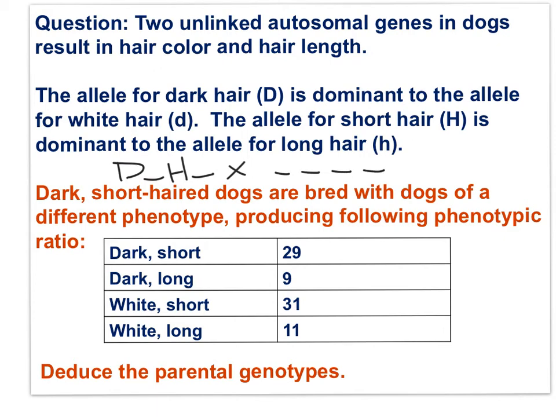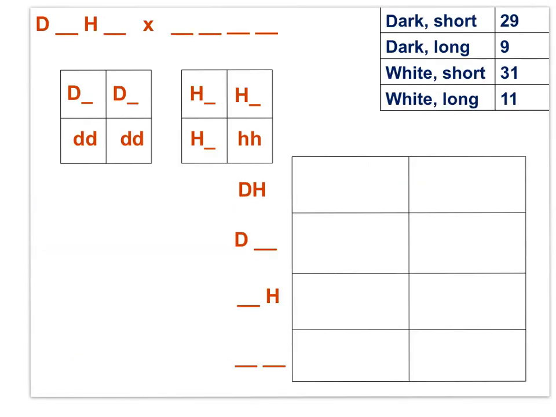Now we can look at the data and begin to make some assumptions. For example, we can see that there are 38 dark and 42 white. That's very nearly a 1-to-1 ratio. That should ring a bell for you. And if you look carefully, we have 60 short hair and 20 long hair. That's a 3-to-1 ratio. Be thoughtful here. So here's the cross, and this is the task to deduce the parental genotypes.